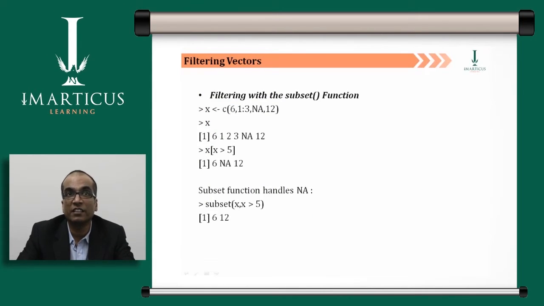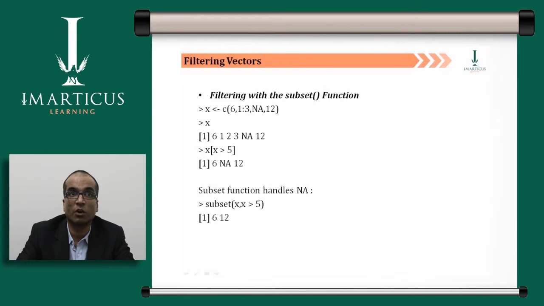Now we come to filtering vectors, filtering with the subset function. You can filter with subset. There is also a separate function called filter, and then you have direct handling of the vector also. Now we'll go for the subset function. So x <- c(6, 1:3, NA, 12). We are just basically preparing a vector. So this is the vector with elements 6, 1, 2, 3, NA, 12.